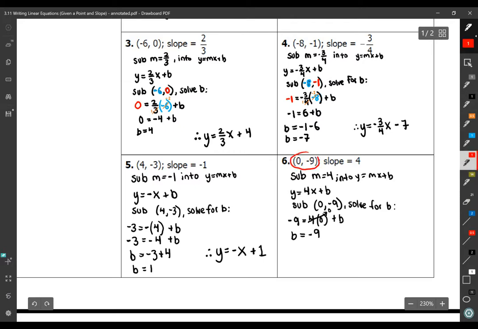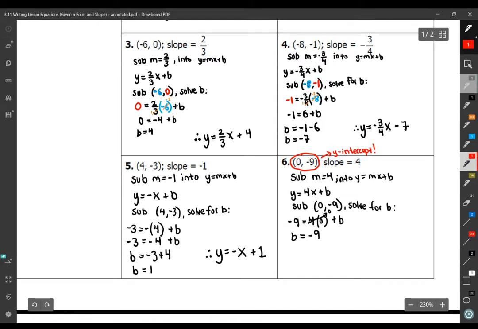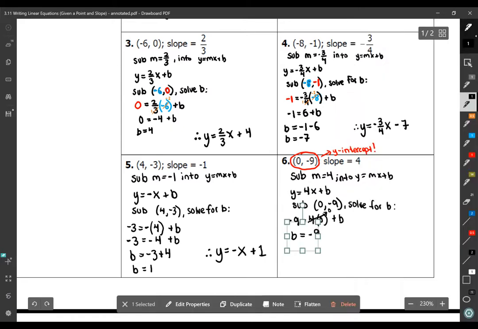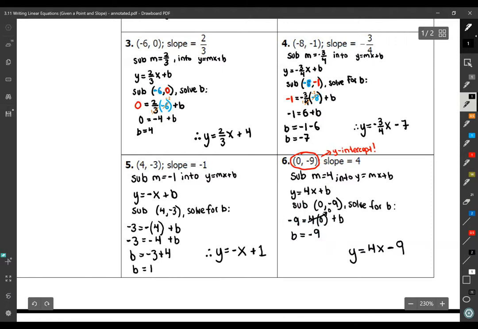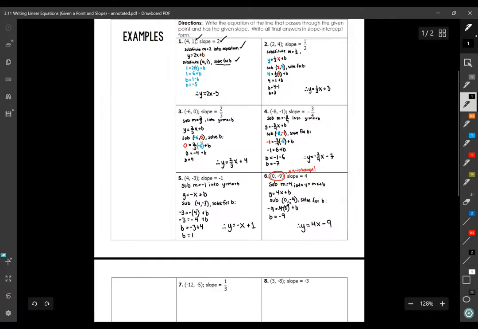And that makes sense, right? Because this is our y-intercept, right? So they actually did give us the y-intercept. I was just not quick enough to realize it, right? So our equation, as it should be, is just y is equal to 4x minus 9. Okay? So there we go. That's the first 6 questions.